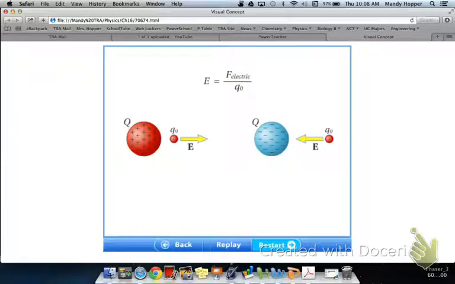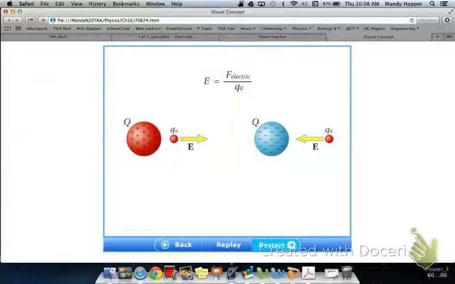So you have an equation there. Electric field is F electric over q sub 0. Write that down if you don't already have it. In this case, it's just a test charge. They call it naught or original. It can mean multiple things.